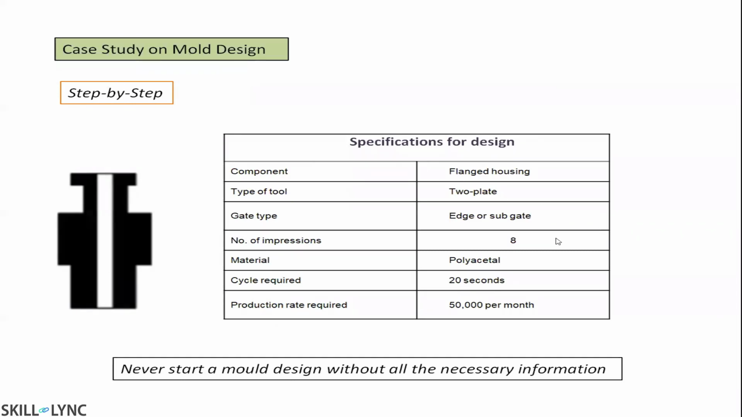Two-plate tool on a flanged housing. The number of impressions is 8 cavity, the material is polyacetal, and the cycle time is 20 seconds. These are the criteria required to start a mold design. Without knowing this information, don't start the tool design. So this is the basic criteria we need from the customers.